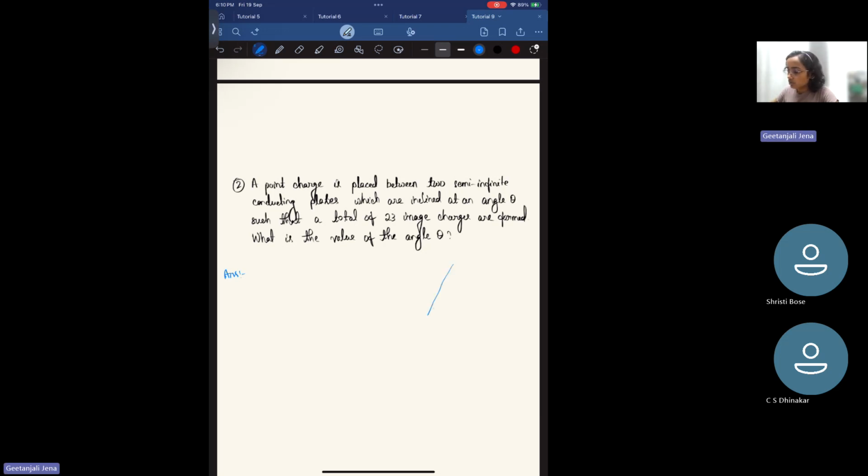So you have two grounded conducting planes and the angle is theta. And there is a charge here, and it is saying a total of 23 image charges are there. So you need to find out the theta. Anyone recall what will be the formula to be used for this case?